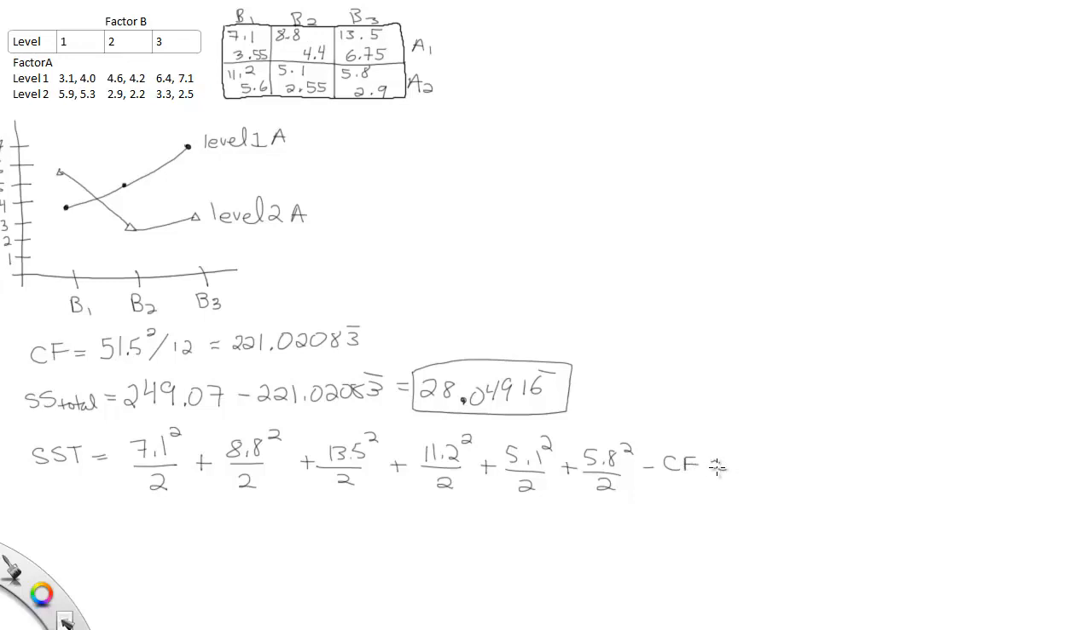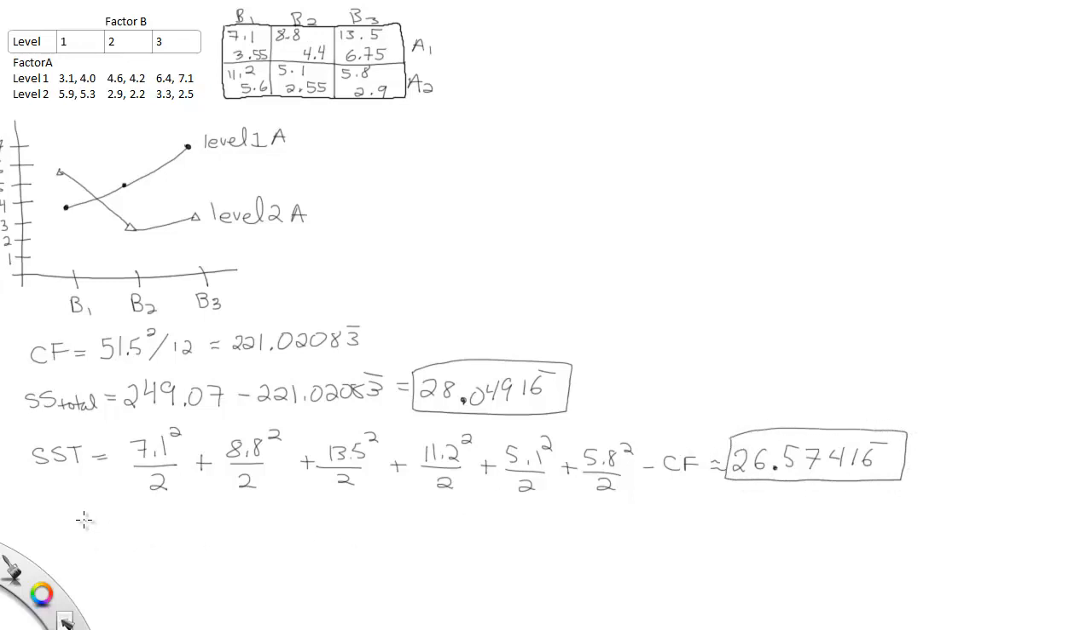Okay, so let's see what this works out to be approximately. And when you're done, you get an answer of 26.574 approximately, and then it goes to 1.16 repeating. But this key value here is our SST.